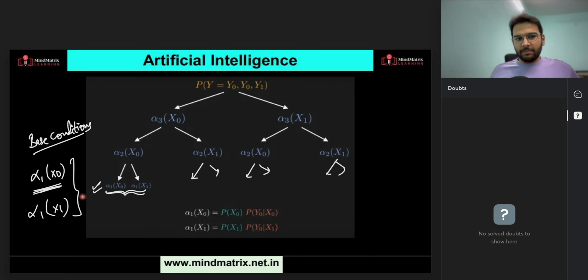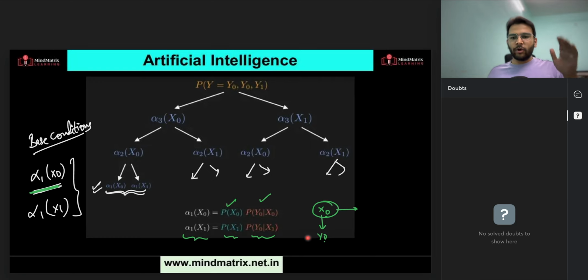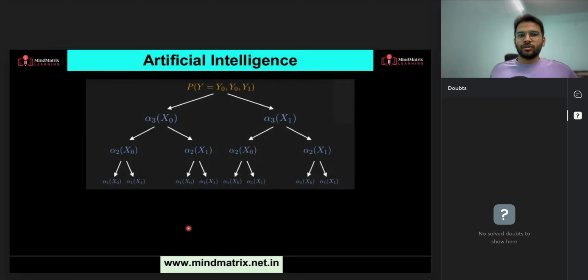Okay. So if these are the base conditions, what is the value of alpha 1 of x0? It is simply P of x0 into P of y0 given x0, because you know this is your x0, this is y0, the first day, then you have something else, right? So it is P of x0 into P of y0 given x0. Similarly, alpha 1 of x1 is P of x1 into P of y0 given x1. Correct? The initial point, the first day. So these are the base conditions. So this is what your tree will look like.